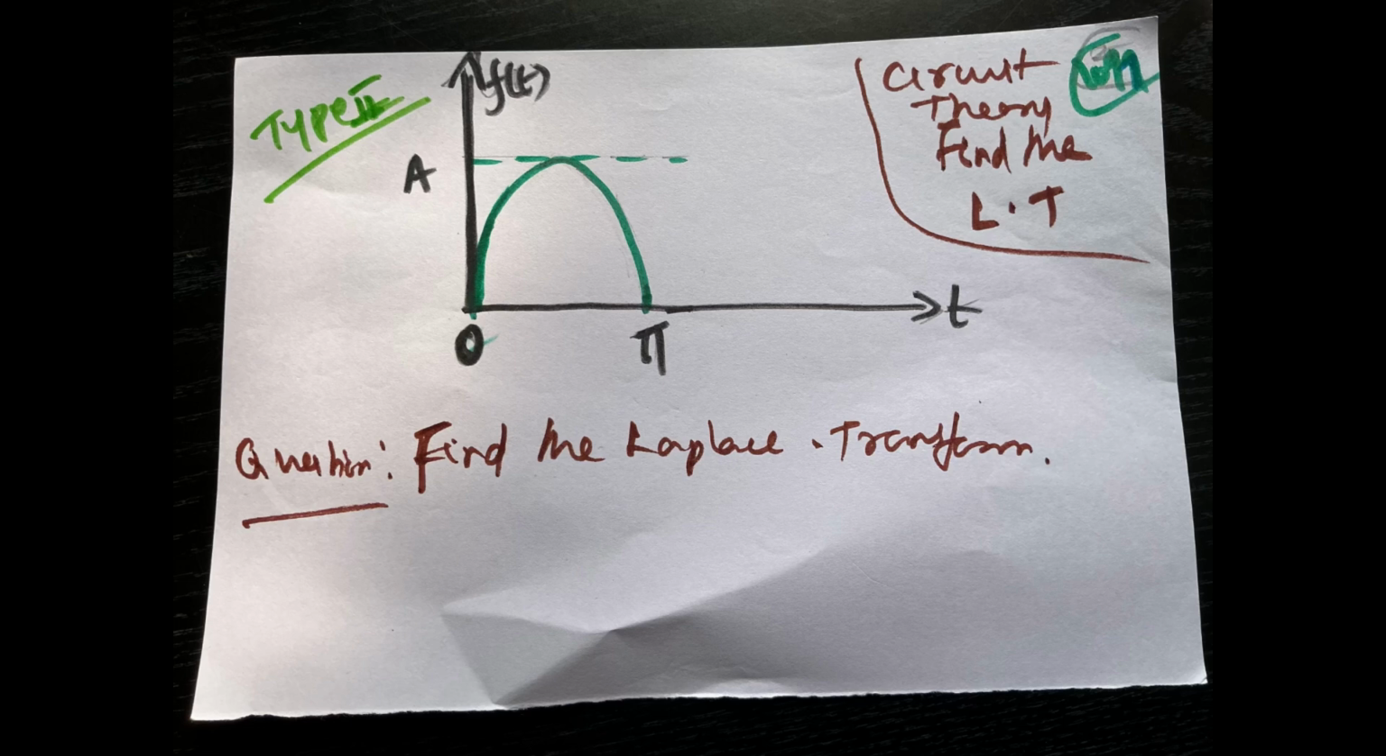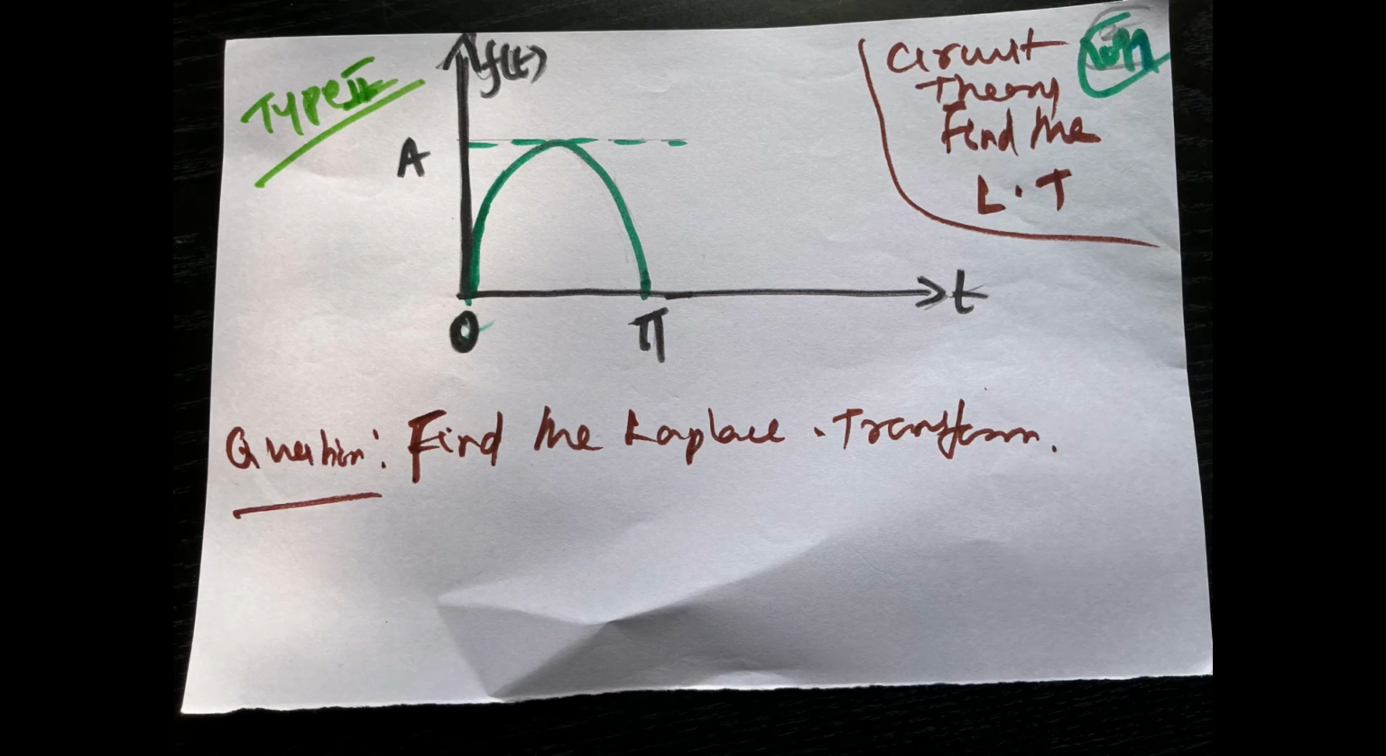Find the Laplace transform. Question graph. The graph is t versus f of t. The curve is shown in the figure, that is 0 to pi and 0 to a. Question: find the Laplace transform. That is the question. Circuit analysis, transient response, periodic functions, Laplace transform of periodic functions. Questions, that is type 2.